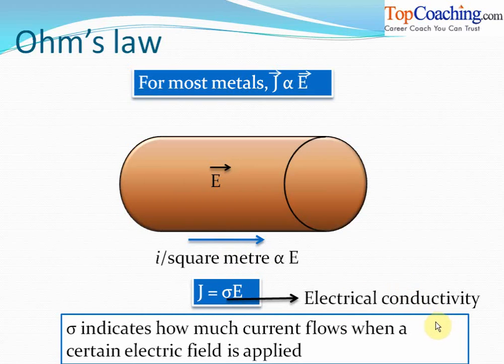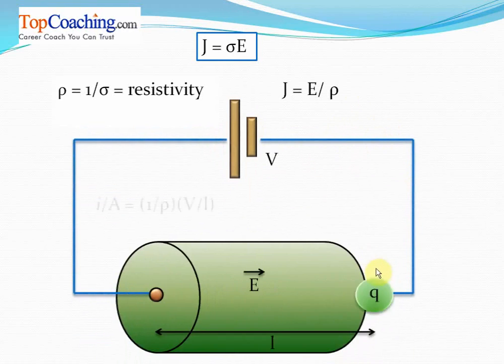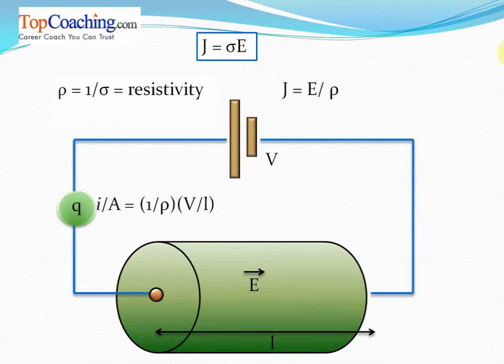This expression of Ohm's law can be further simplified to another expression, which is another form of Ohm's law. So as you can see, J equal to sigma E can be replaced by the expression J equal to E by rho. Rho here is 1 by sigma and it is termed as resistivity. So rho is a constant that is often used to replace sigma here. Now if J is E by rho, in that case, we can say that I by A is 1 by rho into V by L, isn't it?